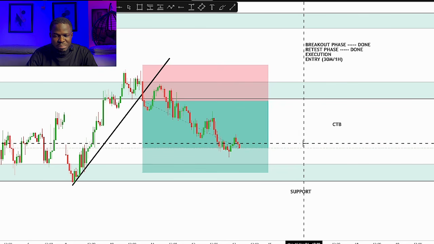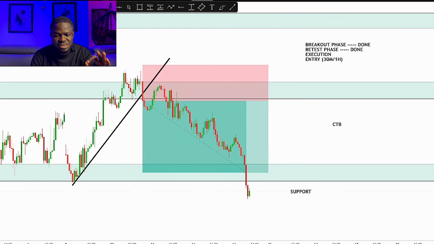Oh, the price is going back a little bit. Now coming back to take profit level. Let's see what is going to happen. Let's finally see this price smash the take profit zone.